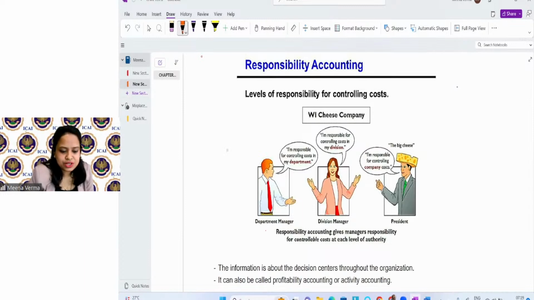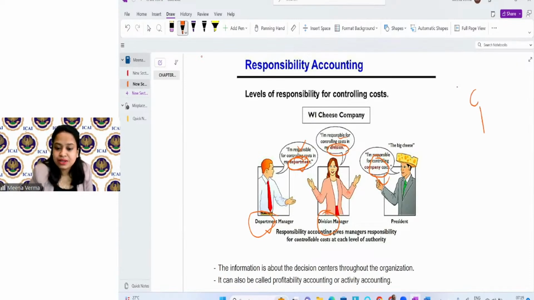See what this person, the department manager, is saying. I am responsible for controlling the cost of the company. Oh, no. I am responsible for controlling the cost of only my department. This is what the department manager is saying. The division manager is saying, I am responsible for controlling the cost of my division. The president is saying, I am responsible for controlling the cost of my entire company. So role and responsibility differ, right?